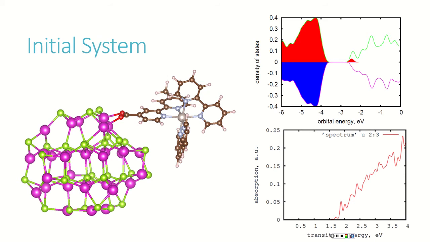So here's the initial system. Here's the cadmium-selenium quantum dot, with the cadmium being this purple and the selenium being this alien green, I guess. And then we have the bipyridine ruthenium dye. We have the central ruthenium. We have the carboxylic group attached to the quantum dot. And then we have a little methyl group attached to the bipyridine as well.